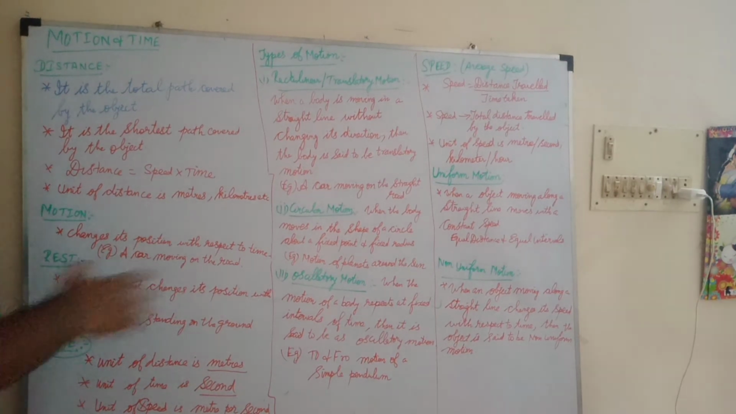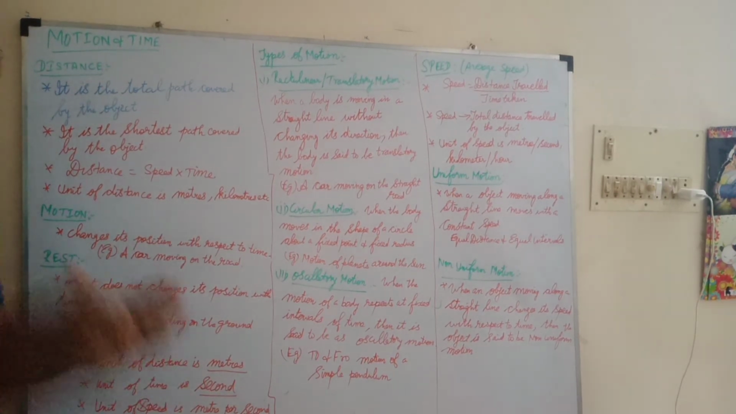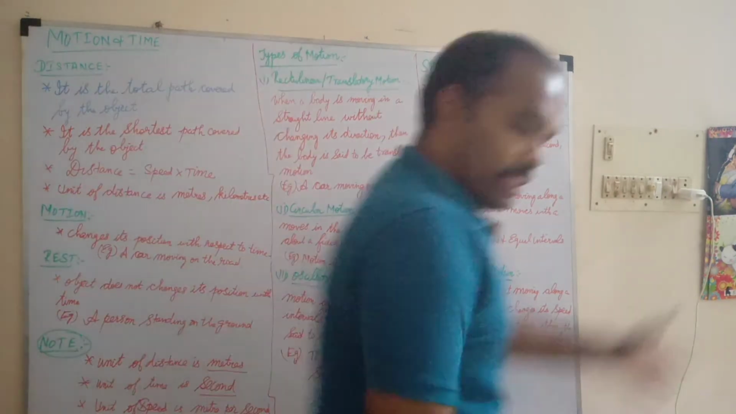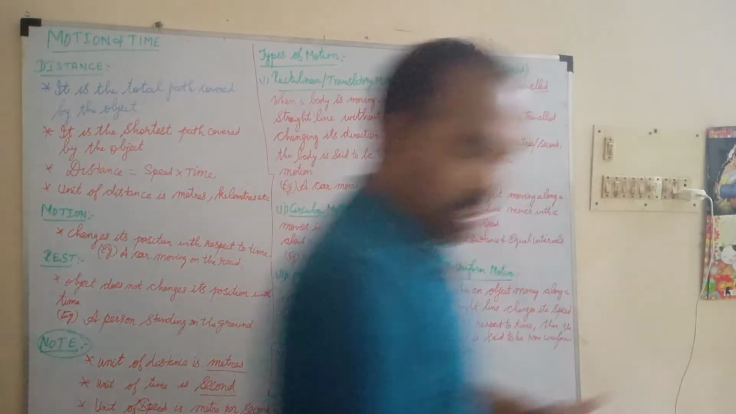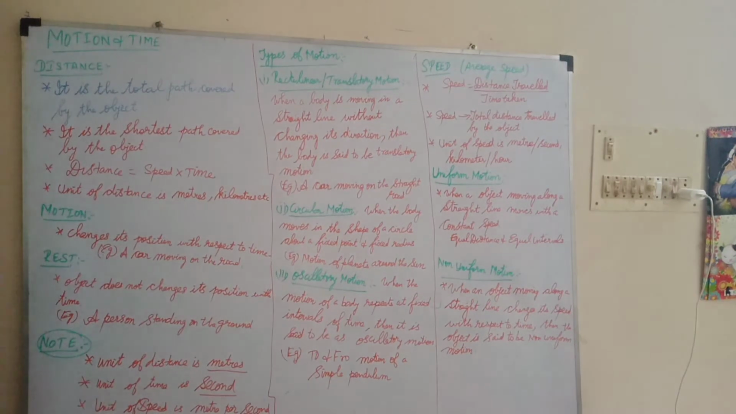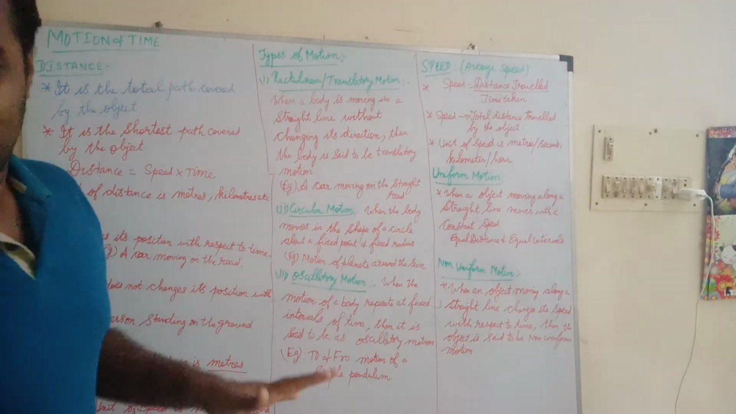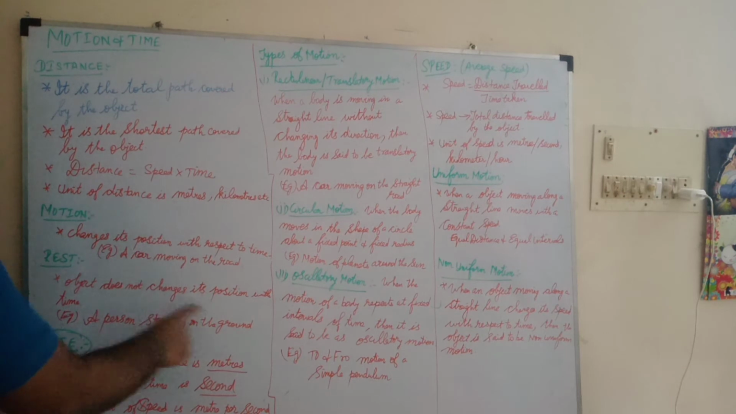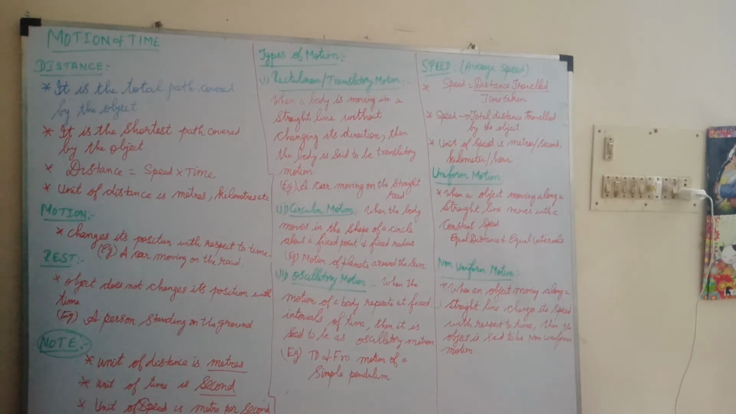A car moving on the road, a car that is standing fixed here and then moving like this, that is said to be motion. Have you got it? Are you clear? Okay. Then next, rest. Rest means the object does not change its position with time.